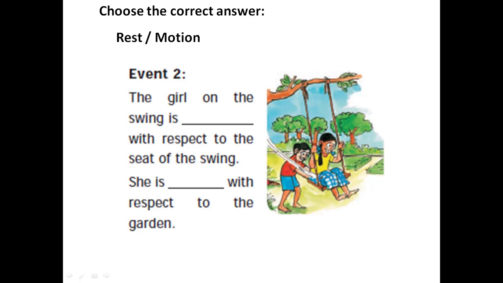In event 2, the girl on the swing is ____ with respect to the seat of the swing. See, the girl is sitting in the seat of the swing. According to the swing, the girl is not moving.